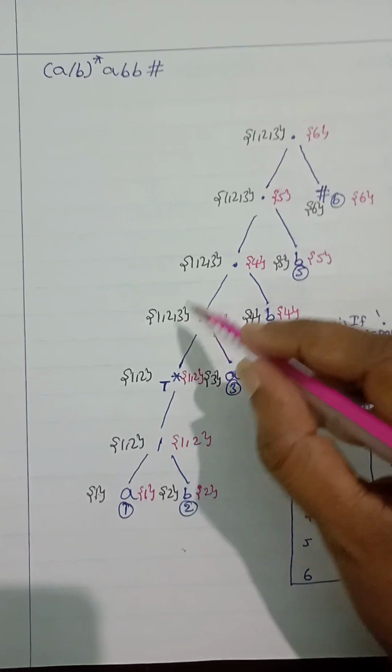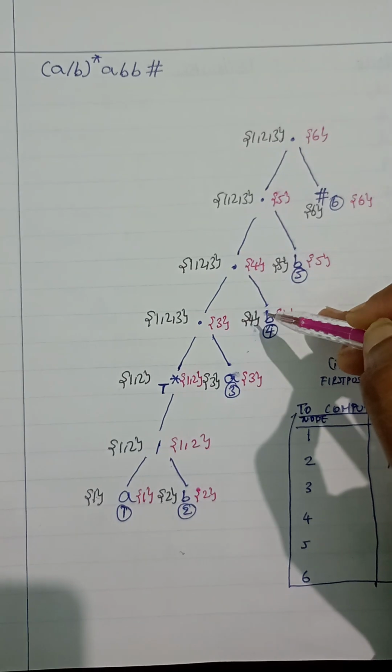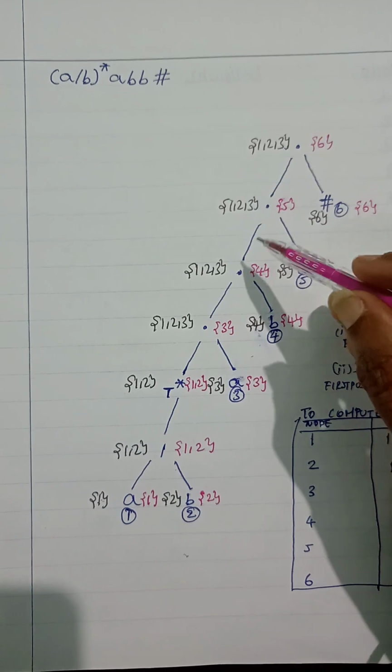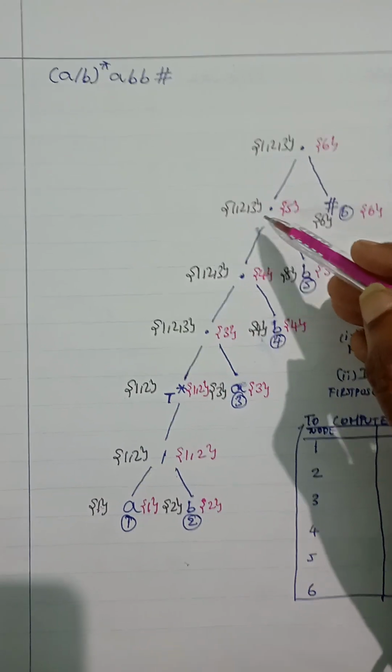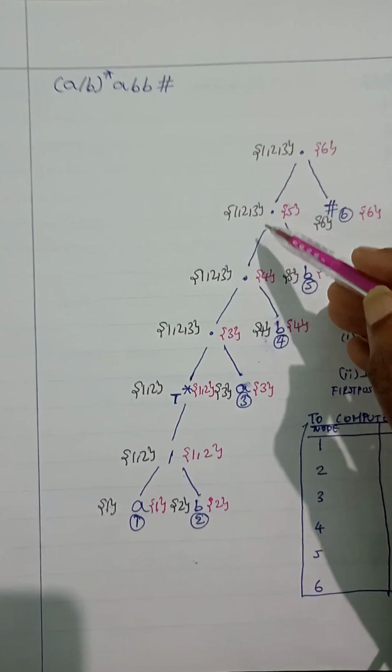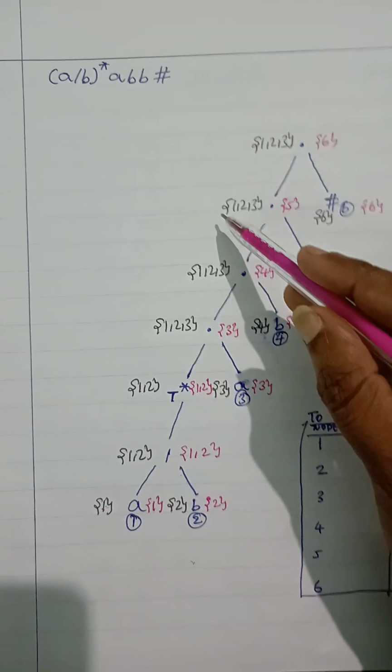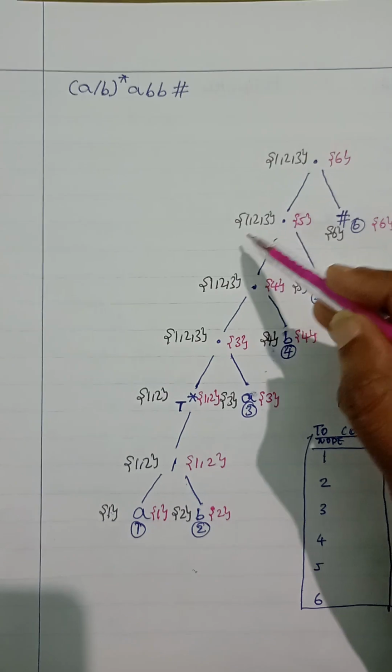So first position of C1 is 1, 2, 3. Here nullable of C2 is false, so last position of C2 is 4. And here also, dot node, nullable of C1 is false. If nullable of C1 is false, only the first position of C1, that is 1, 2, 3, I have written as the first position for this dot node.